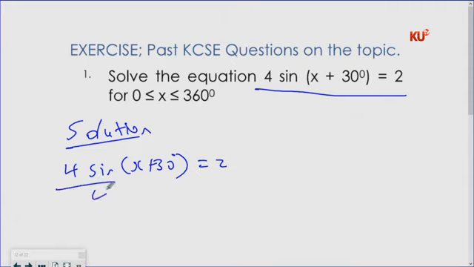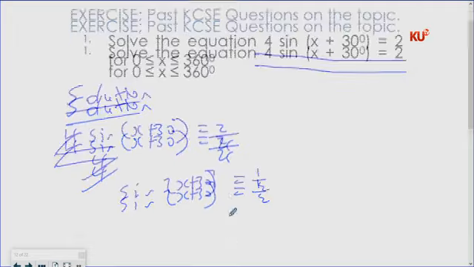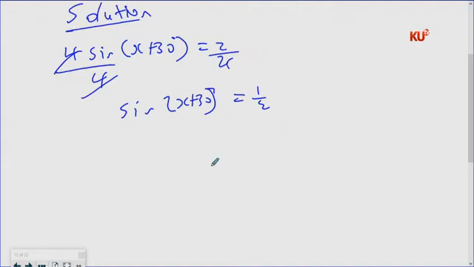So here we can divide both sides by 4. This 4 will cancel out with that. Sine into brackets x plus 30 degrees is equal to a half, because 2 over 4 is just the same as a half. The same way we tackled the first example is the same way we will tackle this example. We can do away with x plus 30 and say, let this be theta. So we can say sine theta is equal to a half.